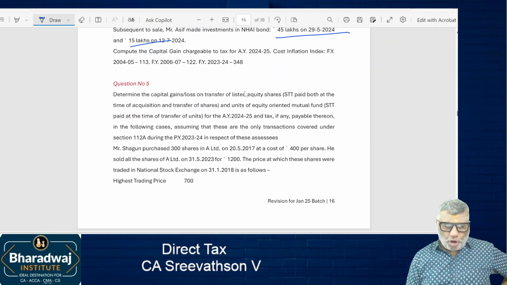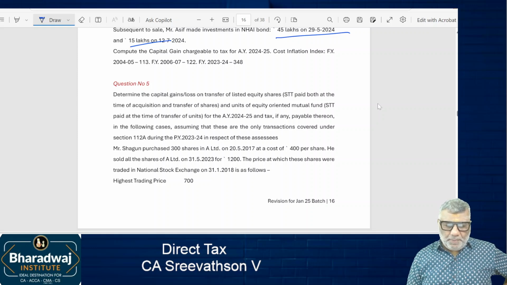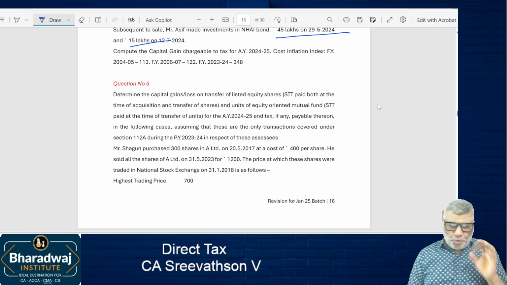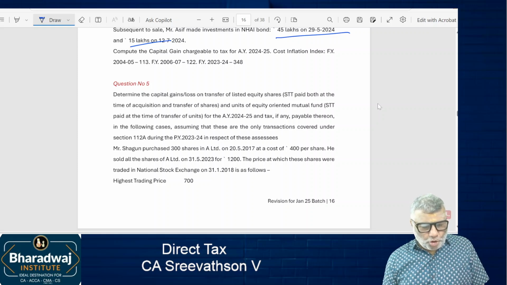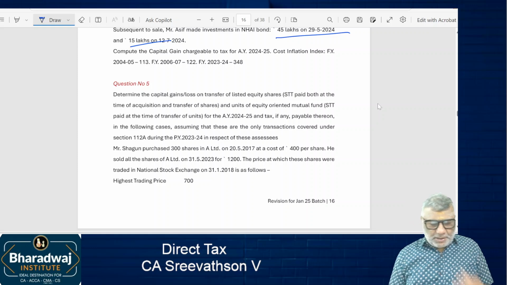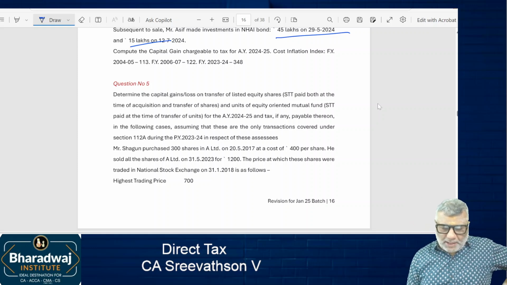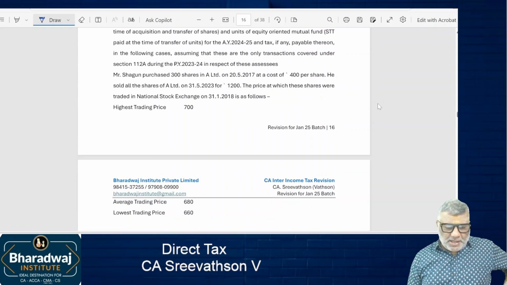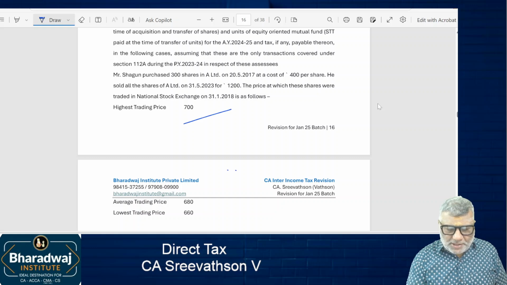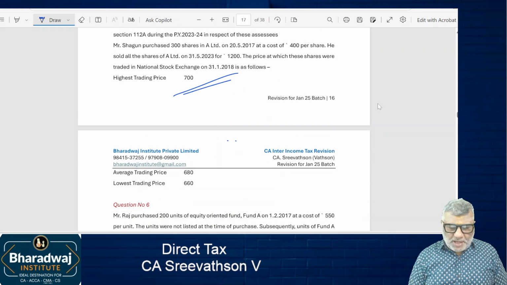Determine the capital gain or loss on sale of listed equity shares, STT paid, and units of equity funds, and tax, if any, payable thereon in the following cases, assuming these are the only transactions covered under 112A. Mr. Shagun purchased 300 shares in A Limited before 31/1/18 at a cost of 400. He sold all these shares for 1,200. The price at which these shares were traded in the National Stock Exchange was 700, 680, and 660. Always the highest price.